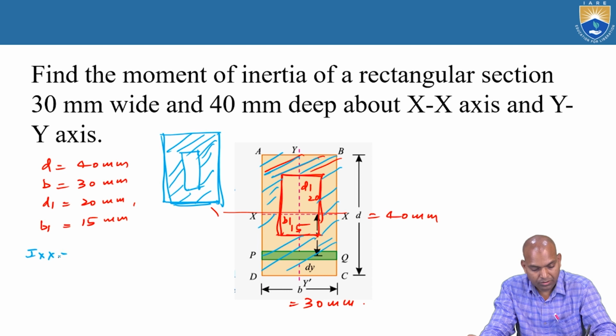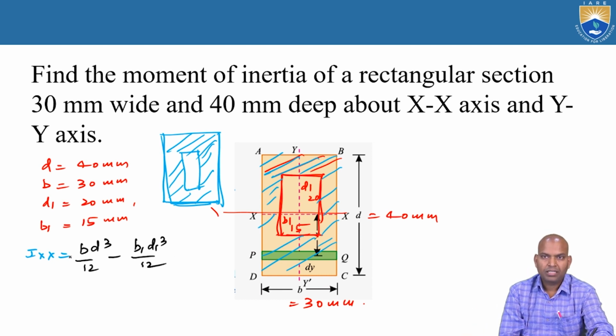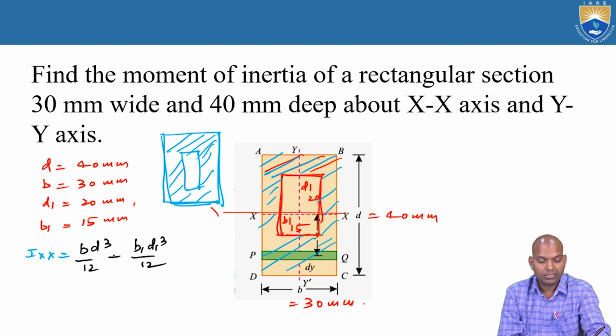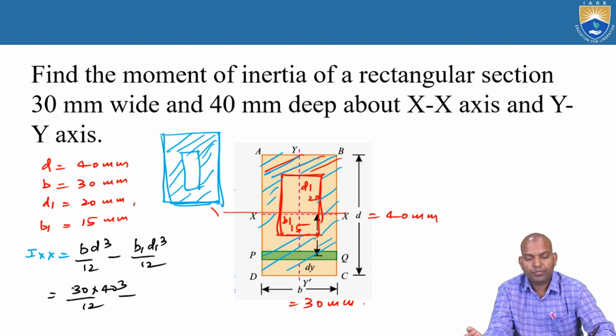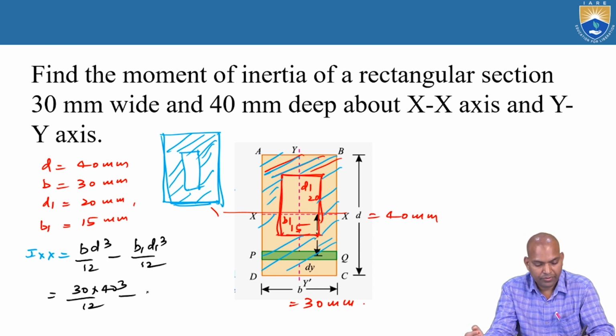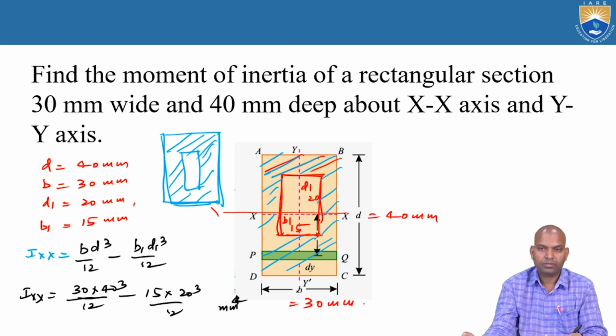Now Ix equal to capital B d cube by 12 minus B1 D1 cube by 12. We have to subtract; then only this hatching portion can be calculated. B d cube by 12 is 30 into 40 cube by 12, minus B1 D1, where B1 is 15 and D1 is 20 cube by 12. So this is the Ix value. Ixx will be obtained in terms of millimeter power 4.